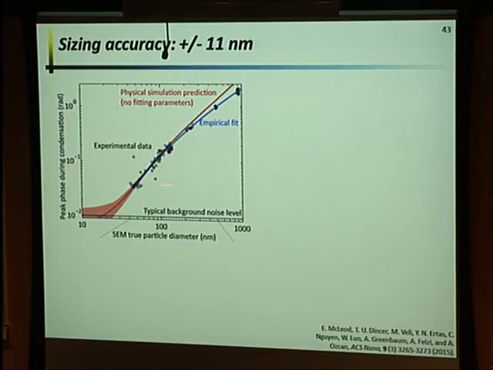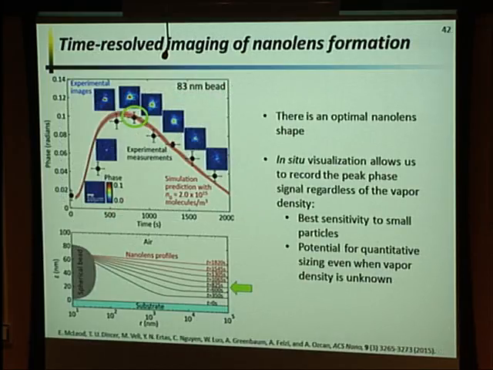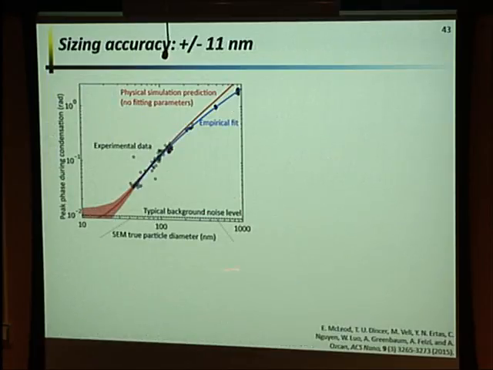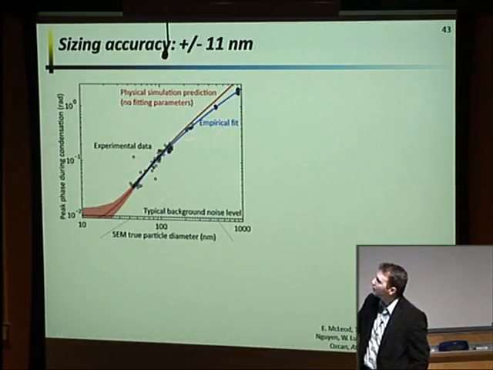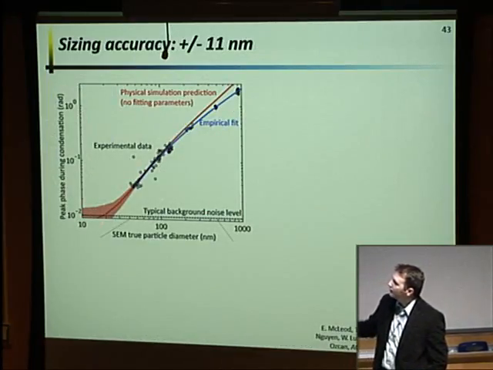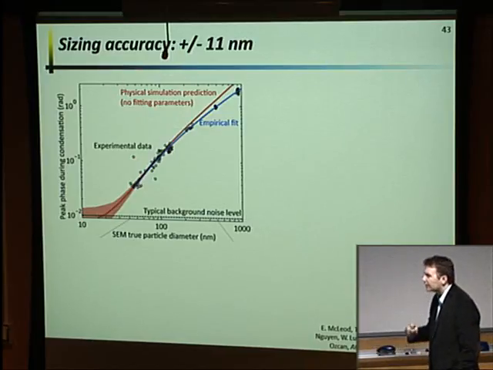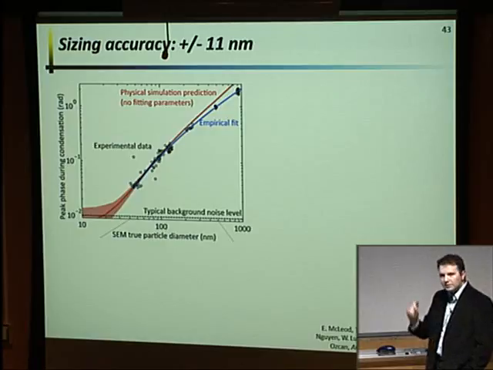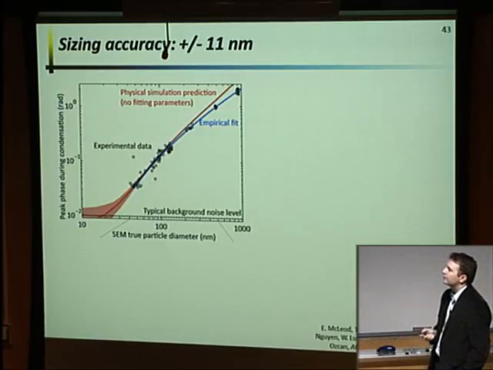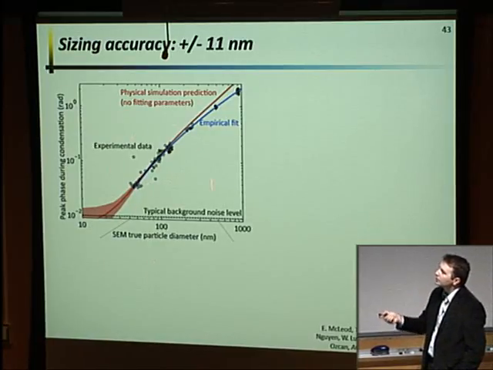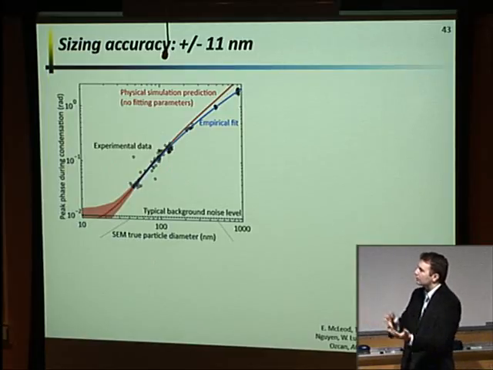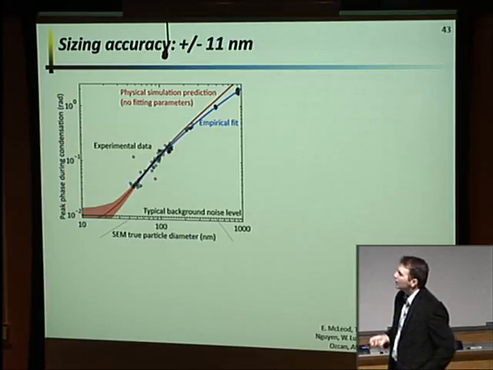So here we're going to take this graph and pull out this peak value, and we're going to do this for a lot of different particles. There are about 120 different particles, and we're going to plot the value of that peak phase as a function of particle diameter. You can see that they agree fairly well with this red physical simulation prediction. In this case, we've removed all of the fitting parameters, because that peak value doesn't depend on that fitting parameter. And so we get very good agreement, with a model that fits the experimental data very well without a fitting parameter.